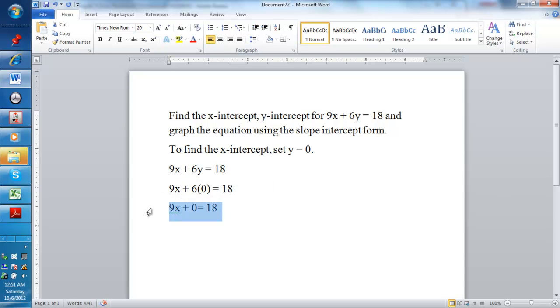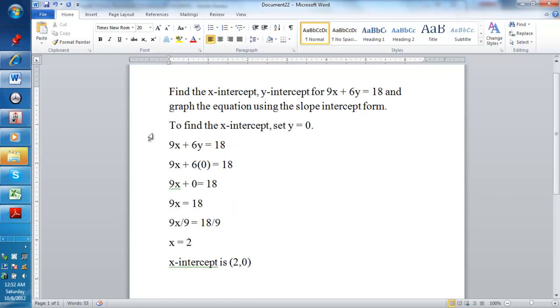From there, we could say that 9x plus 0 is going to equal 9x. From here, we need to solve for x. We're going to divide both sides by 9. And as a result, x is going to equal 2. So we can say the x-intercept is (2, 0).